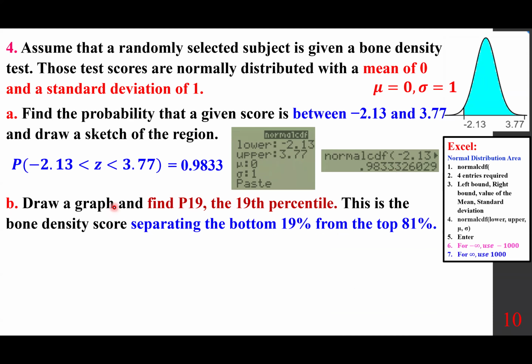Draw a graph and find P19. P19 means the 19th percentile. This is the bone density score separating the bottom 19% from the top 81%. So when you graph it, this area is 0.19.